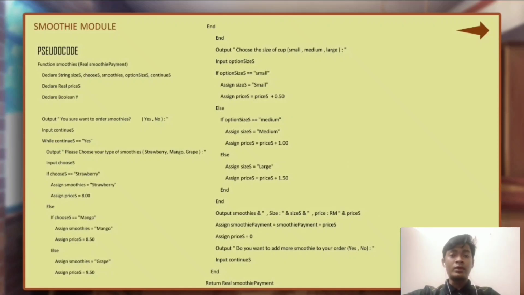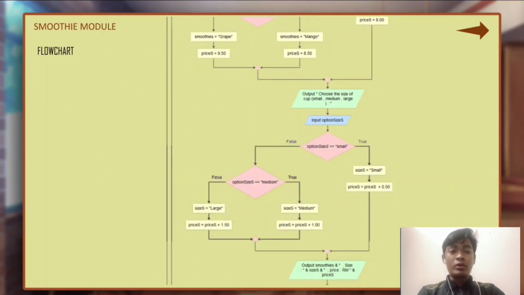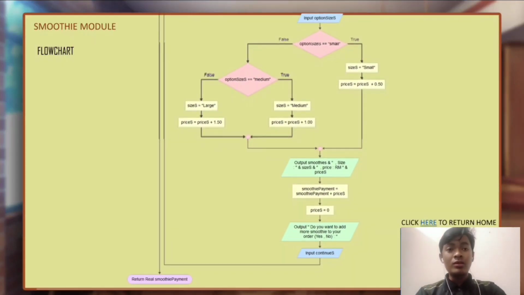After that, the process smoothie payment plus price S is important to calculate the total of the smoothie price that he ordered. Price S is equal to 0 after that to avoid logical error. So after that, the system will ask the user to order more or not. If yes, the repetition action will occur. If not, it will go back to the main function. So that is the smoothie module.